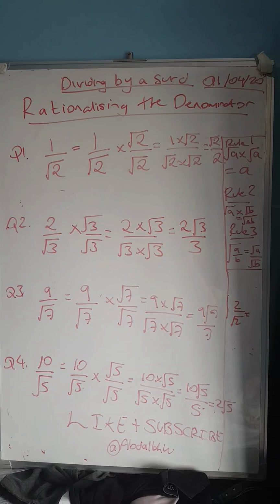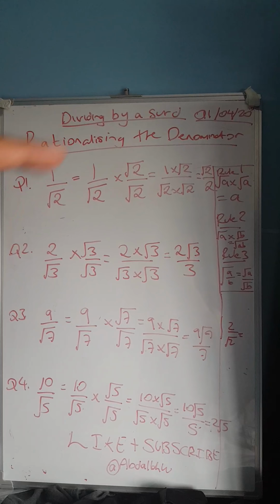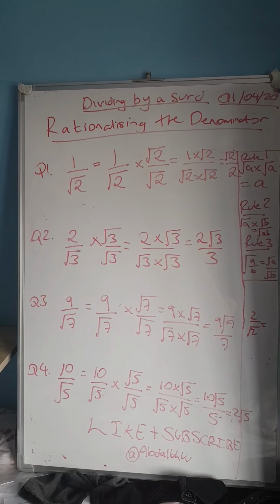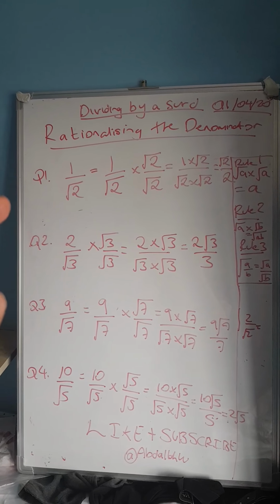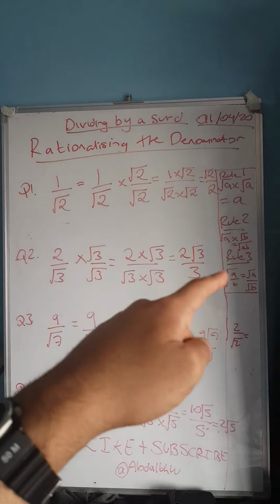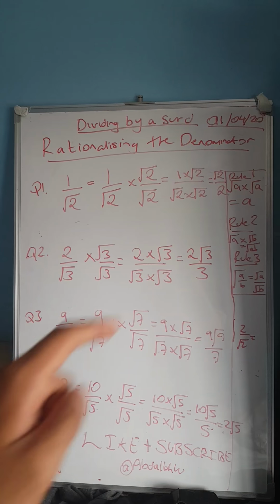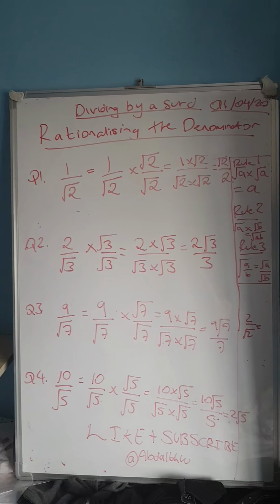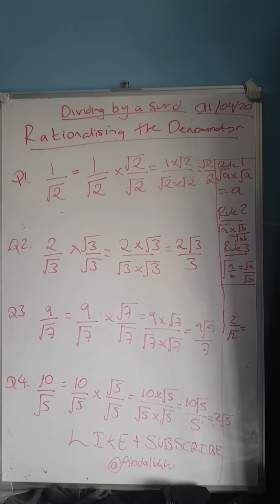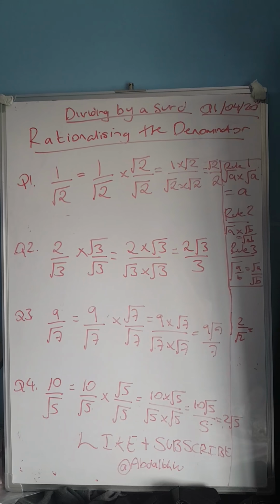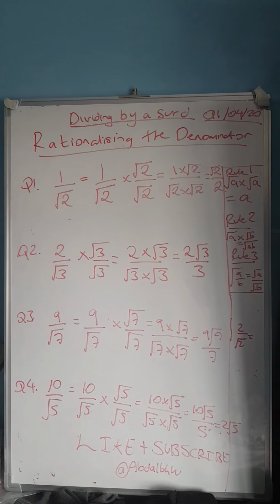On the top we're going to have 1 times root 2, which is root 2. On the bottom we're going to have root 2 times root 2, which from our first lesson is root 4, which gives me the answer of 2. So my final answer, guys, would be root 2 over 2. That would be how I rationalize my surd.